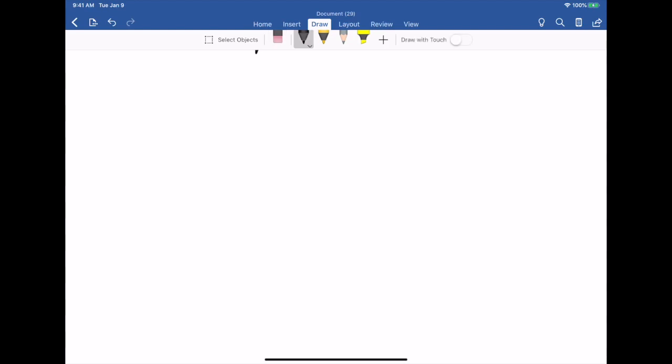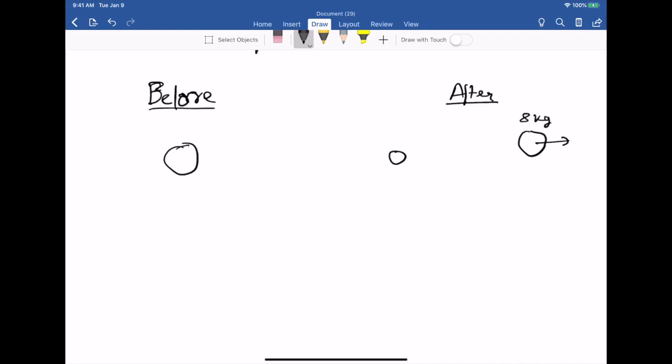So you just had one object at rest, and then after the explosion you have two objects, one of them heading off to the east, and this has a mass of 8 kg. It's heading off to the east with a velocity of 4 meters per second, and this has a mass of 2 kg obviously, and the question is what velocity does it have?